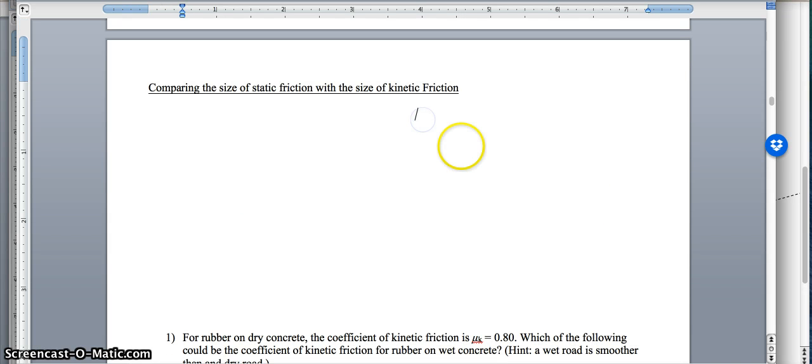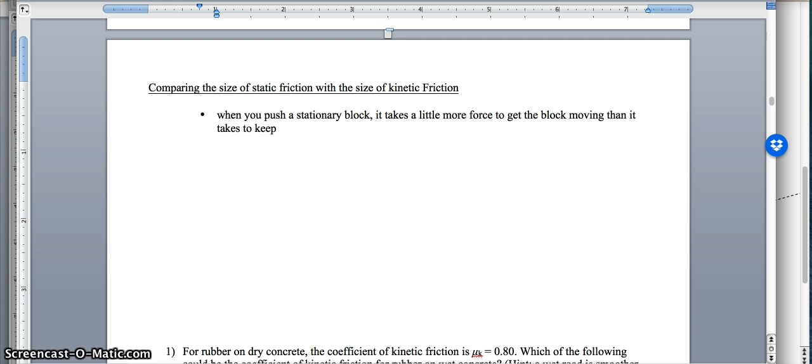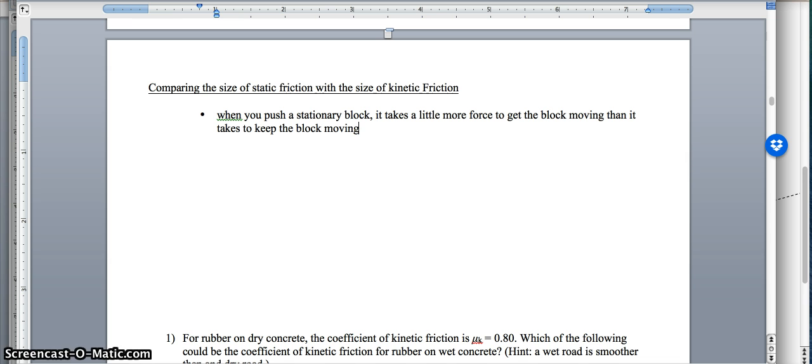Comparing the size of static friction with the size of kinetic friction. Here's what we're going to put down. When you push a stationary block, it takes a little more force to get the block moving than it takes to keep the block moving. You may have noticed this when you're pushing a block across the floor. You have to push harder at the beginning to get it going, and then you don't have to push as hard.